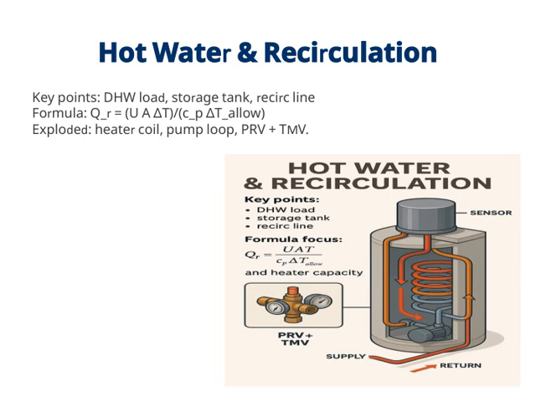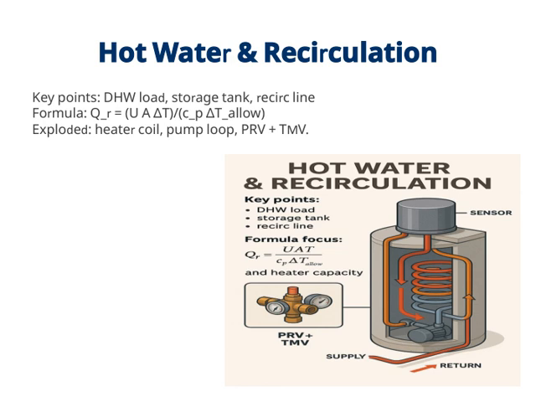Let's talk about hot water and recirculation. The key points here are the domestic hot water, or DHW load, which is essentially the demand for hot water in the system. We also have the storage tank, which holds hot water for later use, and the recirculation line, which helps maintain hot water availability throughout the system.